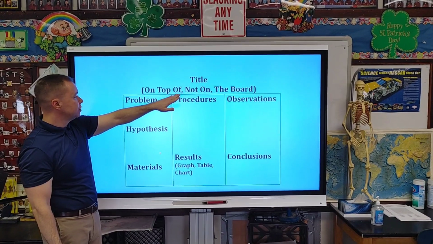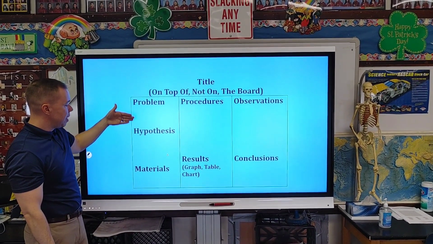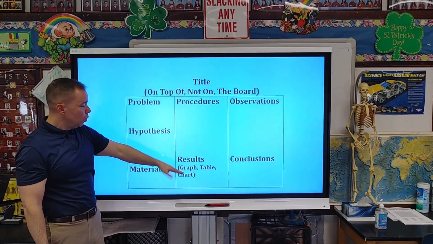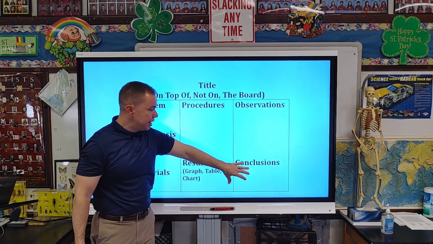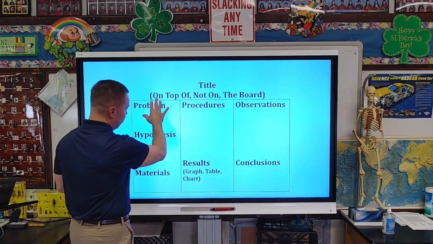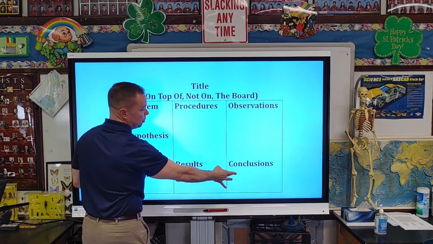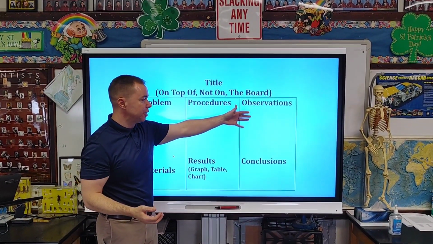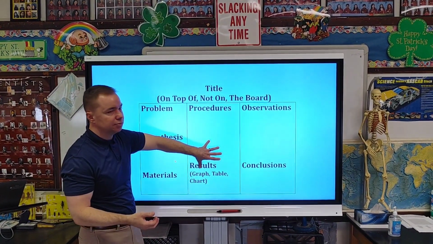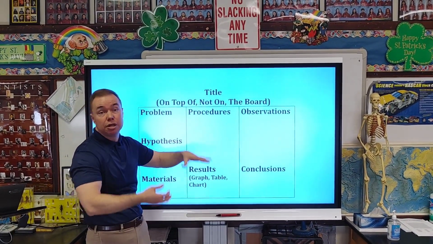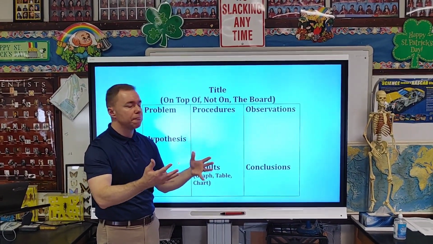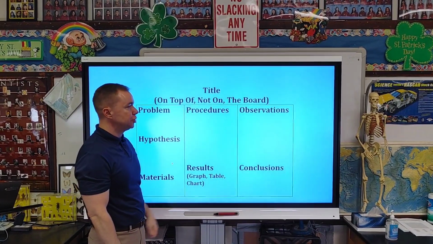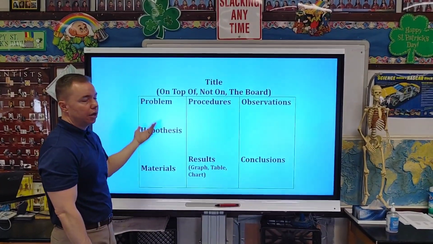So again, your title should be on top of the board, but you should have your problem, your hypothesis, and your materials. Your procedure right in the middle, with your results, your graph, your observations, and your conclusions. If you want to flip-flop results and observations, that's fine too. Some people have a lot of observations, so they need a lot of space. Some people don't. Some people have big graphs, big charts, big tables. Some people have multiple tables and charts. So that's where you have some wiggle room. But conclusions definitely need to be last. Problem, hypothesis, materials, procedure. And again, title on top of the board.